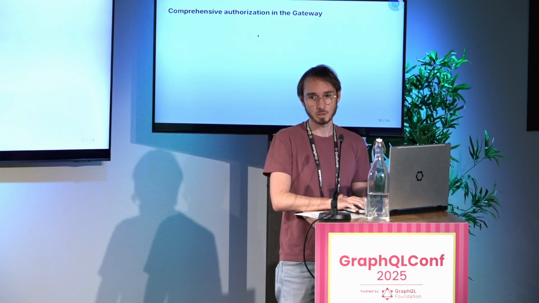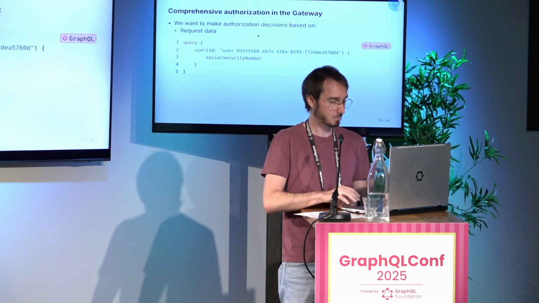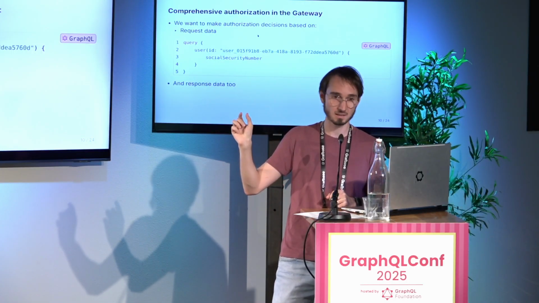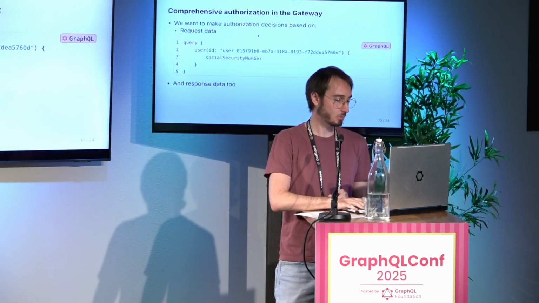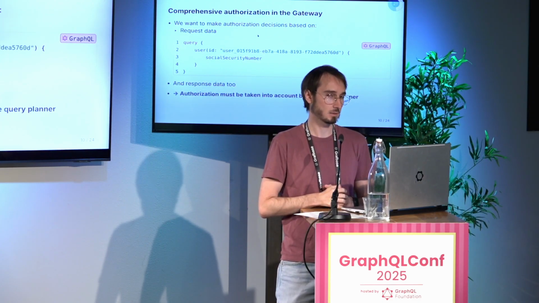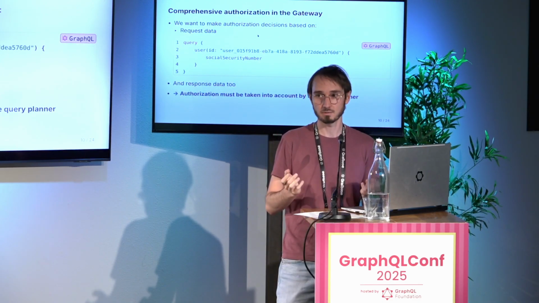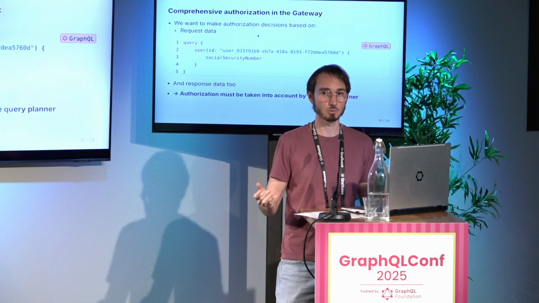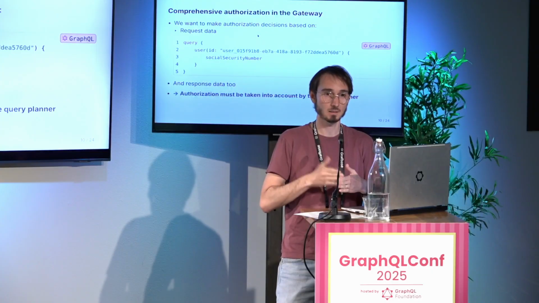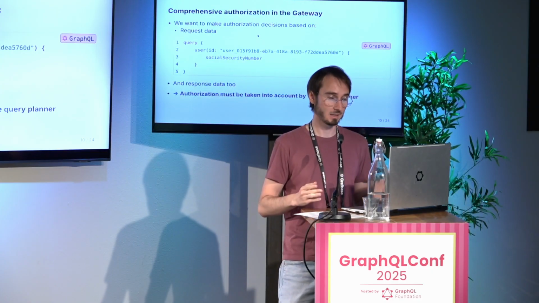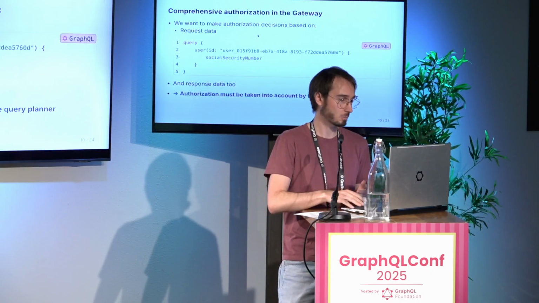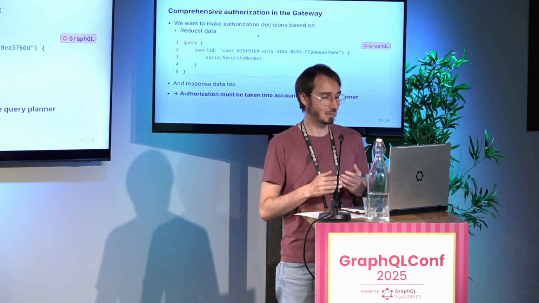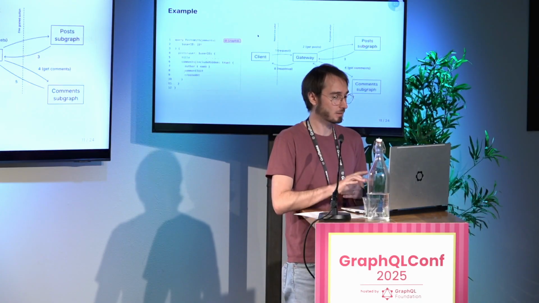Great. So how do we achieve that? And just to recap, we need to look at input data, so arguments passed to resolvers, and we need to look at response data as well, because sometimes you don't have what you need to authorize. Authorization in a very broad sense could be like a last-ditch access control to avoid leaking things that would be catastrophic to leak, for example. So authorization must be taken into account by the query planner, and we are going to dive into that.